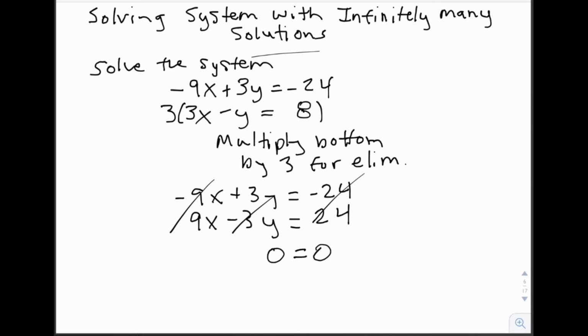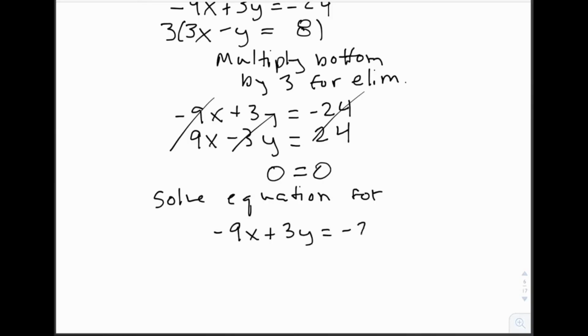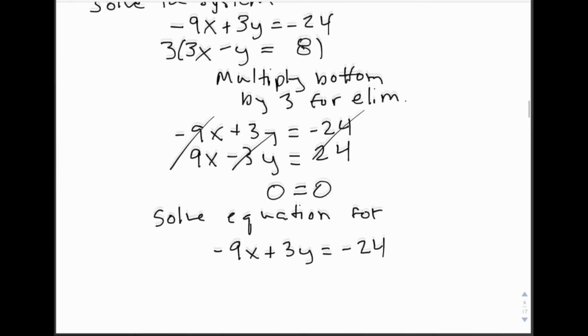So what we need to do is solve the equation for y. It doesn't matter which one, you just need to pick one of them and solve for y. So let's take negative 9x plus 3y equal to negative 24. This was our top original, and solve it for y.